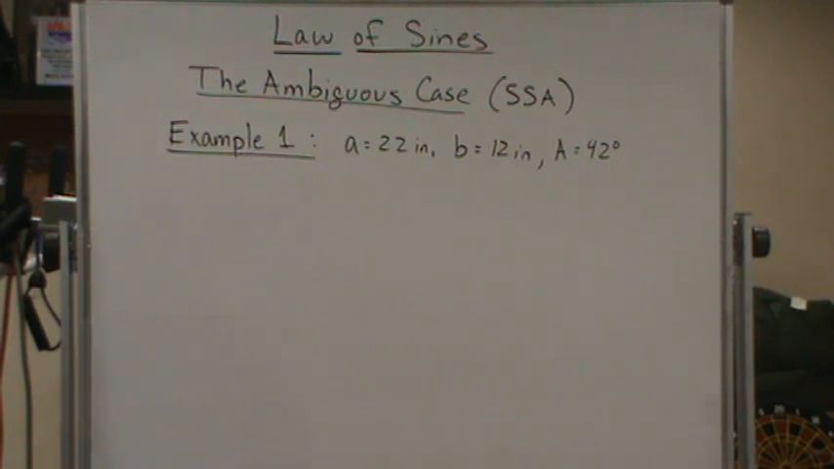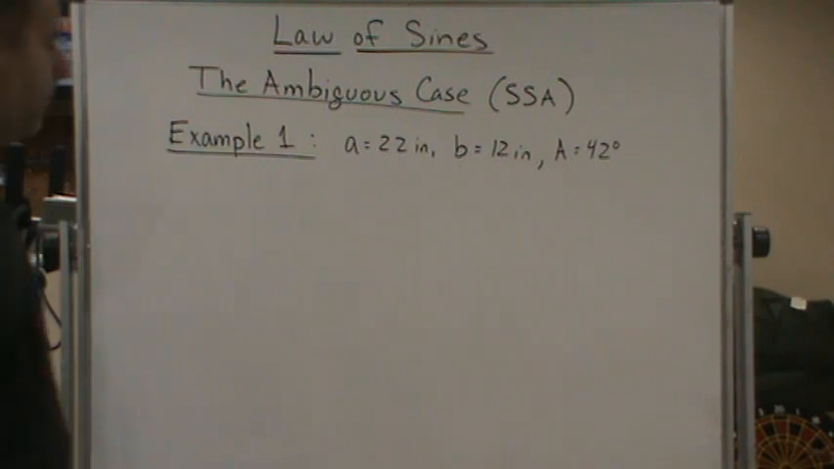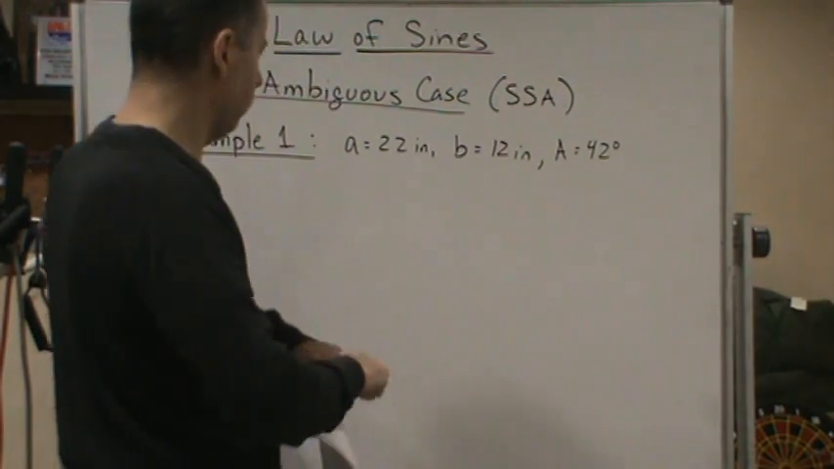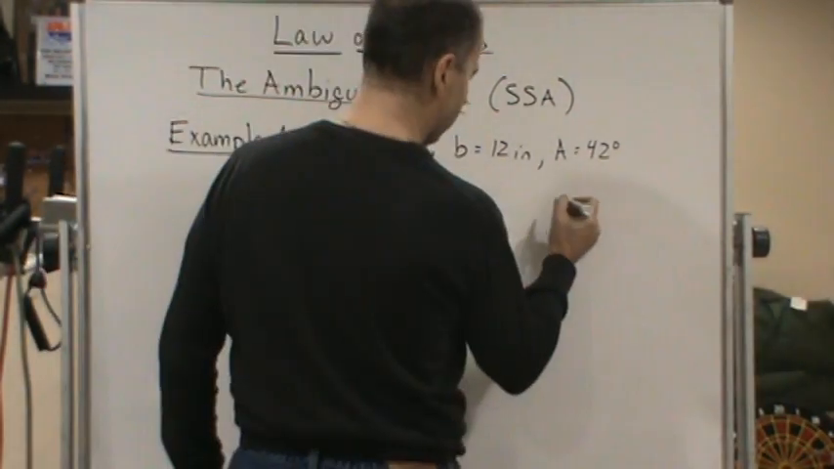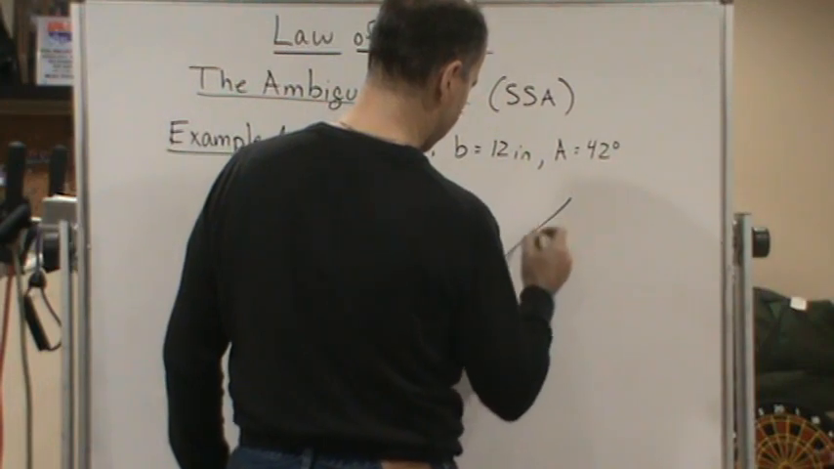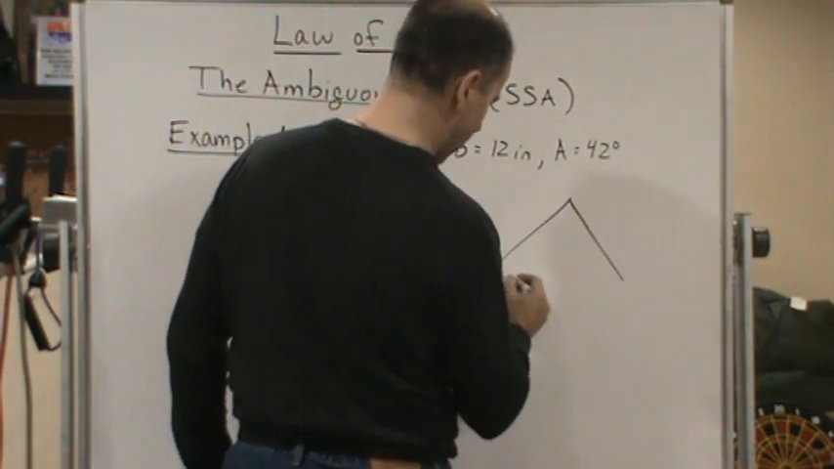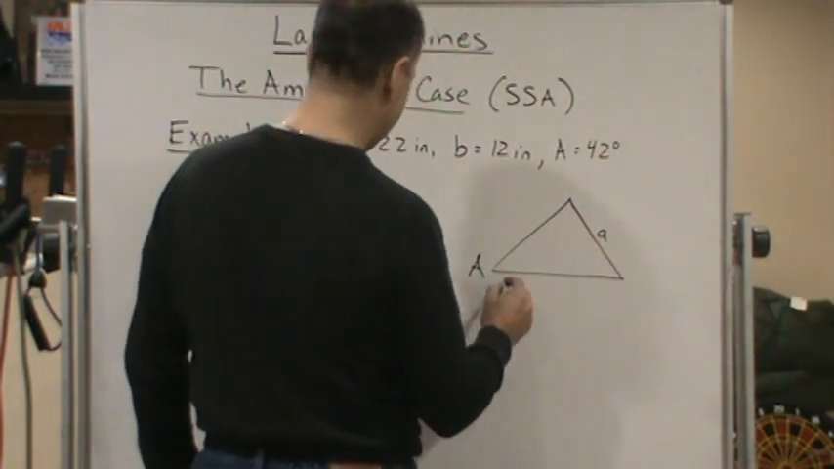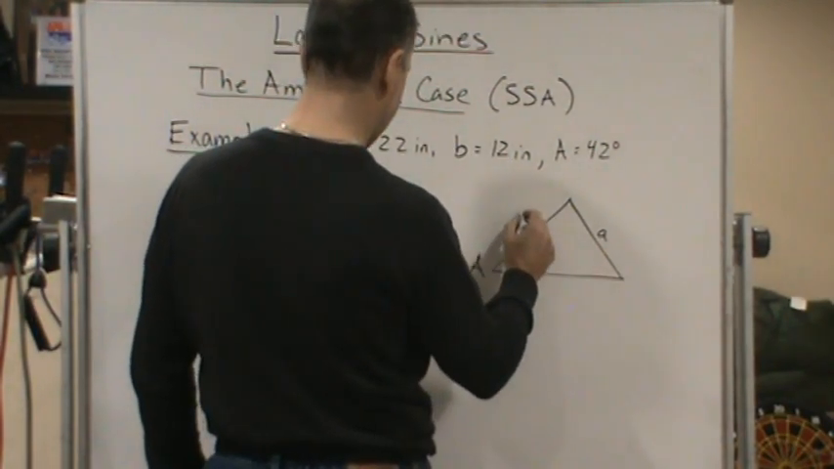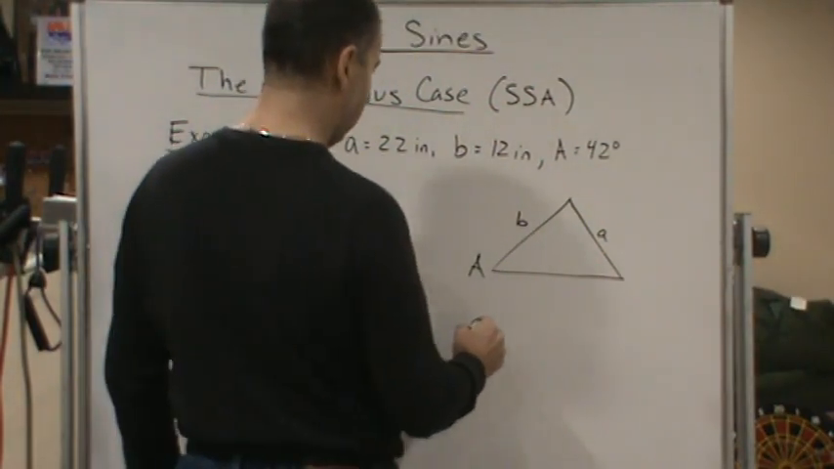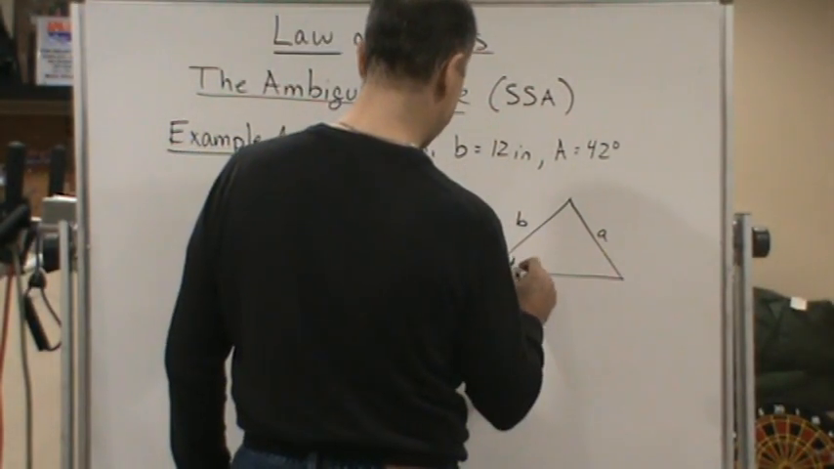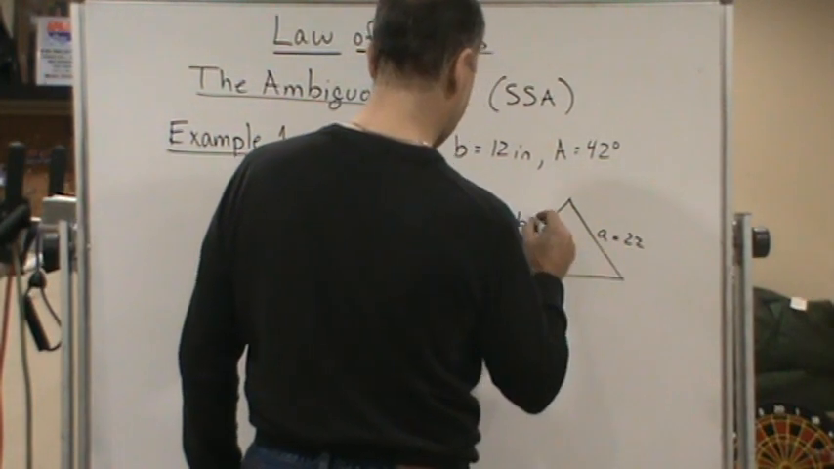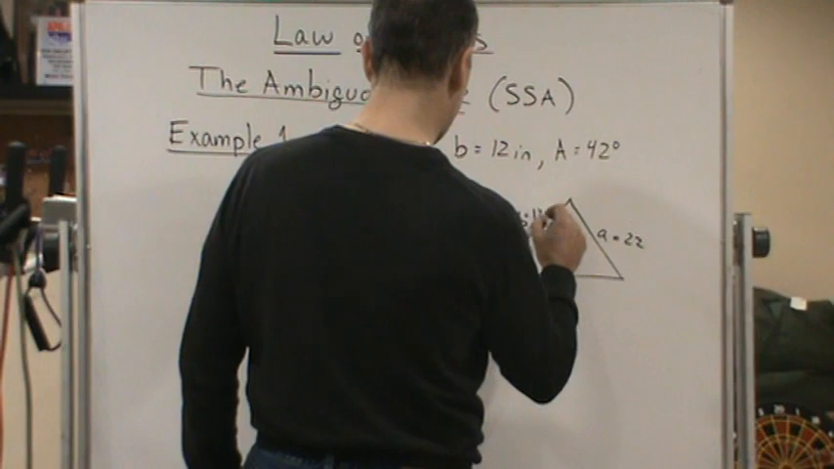Let's see what we have here. So A is acute, right? So let's draw the triangle. Let's see if we have a triangle. So here's A, and here's B, right? So angle A is 42 degrees, side a is 22, side b is 12.